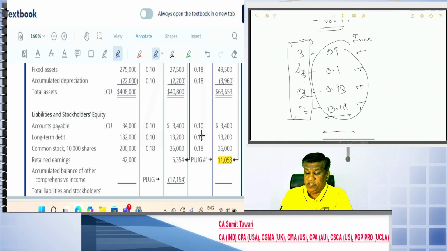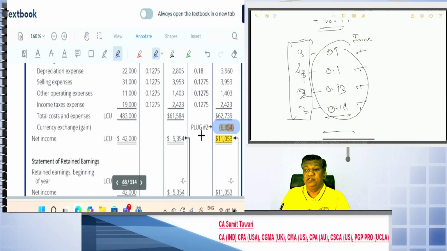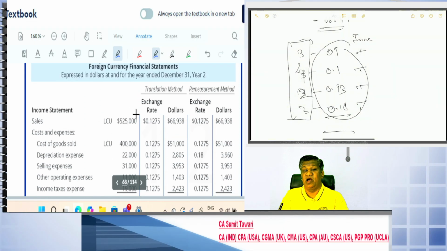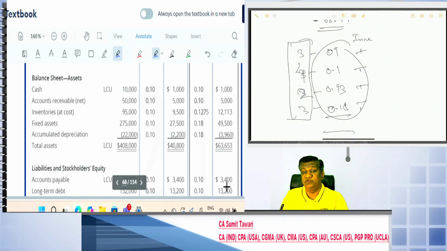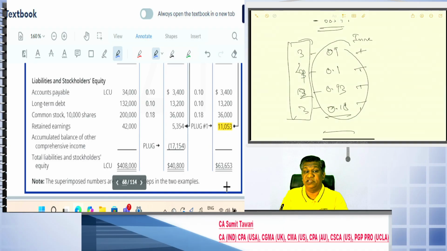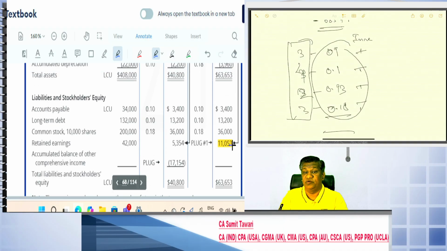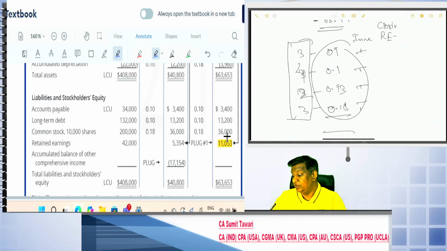Now, how to recognize the gain and loss, that we will see. Whatever the amount in the local currency, we apply the exchange rate and find out the values. Then we need to see the differences. First, in remeasurement, you need to calculate the difference in the balance sheet. Whatever difference arises is basically your closing retained earning.